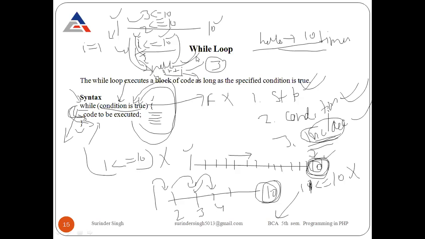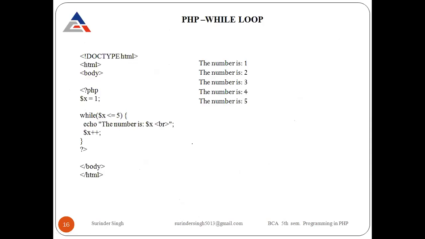Okay. Now see the example. Here we have the x variable having value 1, and here we have the condition, x less than or equal to 5. Clear? We are printing the value of x 5 times.